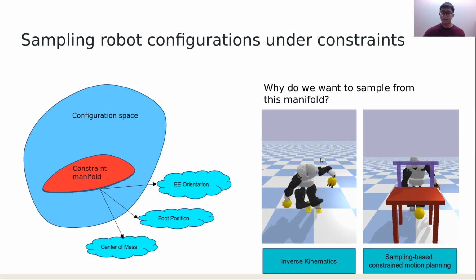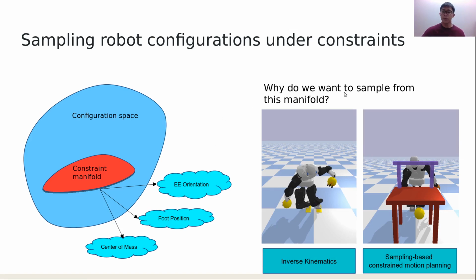An example is a humanoid robot that is subject to different constraints. For example, the center of mass has to be within the support polygon, and the foot has to be on the ground, while sometimes the end effector orientation has to be along a certain direction. For example, while holding a glass, the end effector has to be in vertical direction.